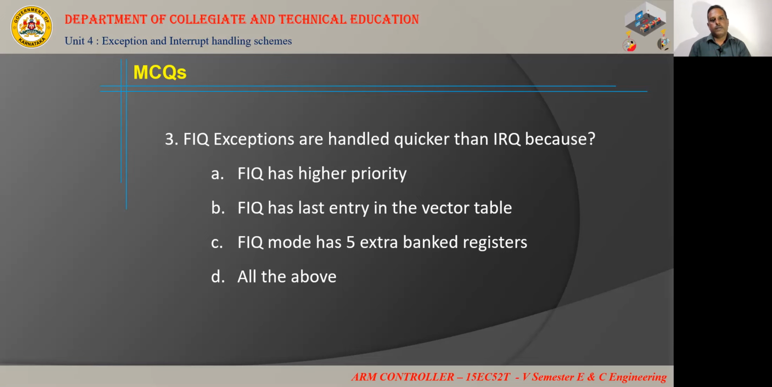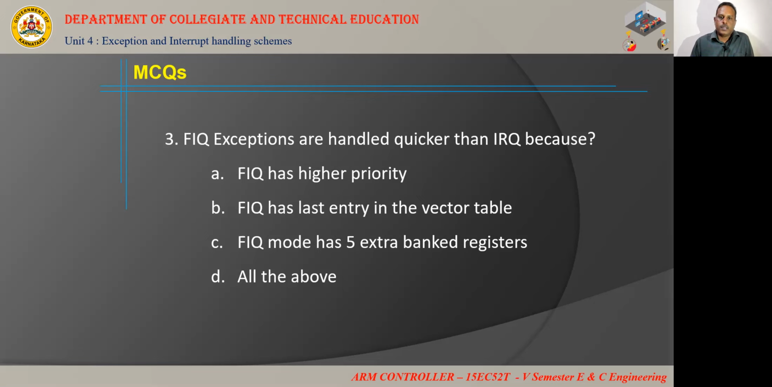And the third option, FIQ mode has 5 extra banked registers. So this is also a favorable condition for FIQ, because of this feature, we need not save all the registers, or we already have enough registers for the FIQ exception to use.